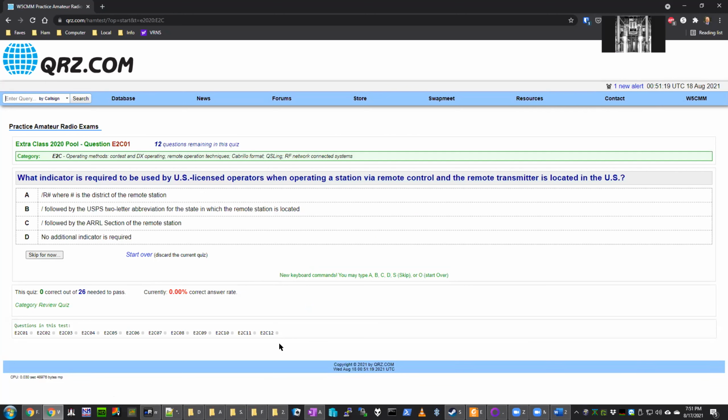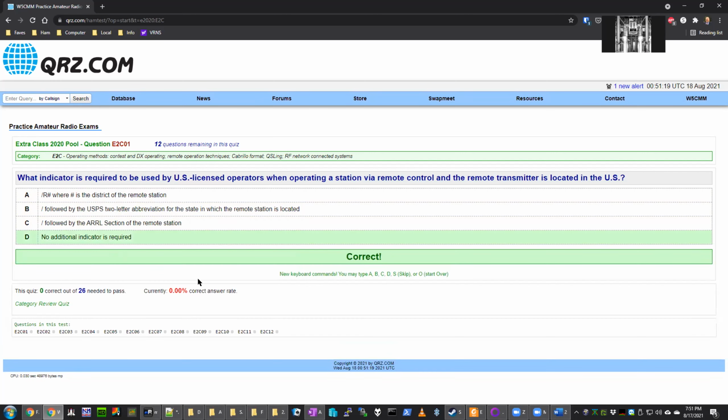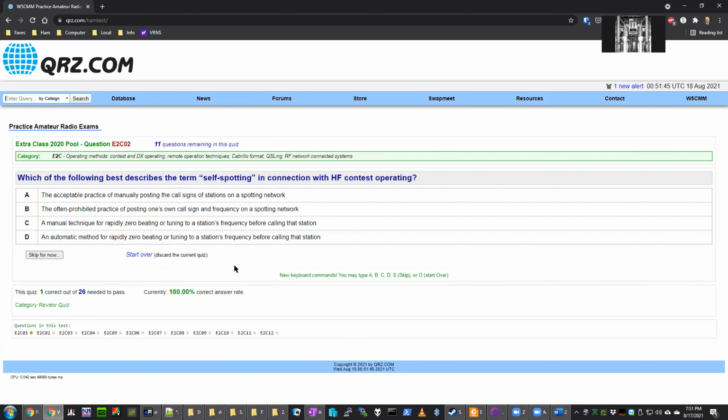Okay, what indicator is required to be used by US licensed operators when operating a station via remote control and the remote transmitter is located in the US? D. Yeah, it's going to be D. No additional indicator is required as long as you're in the US.